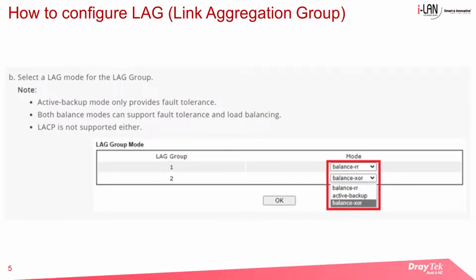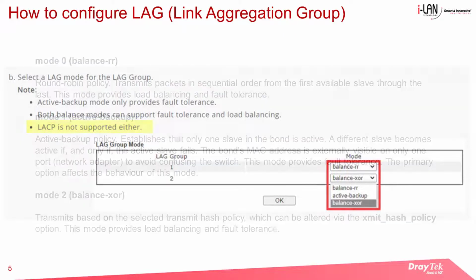According to Duratec documentation, here is a brief description of the three modes of LAG provided by the 2962. The active backup provides only fault tolerance, no load balancing, but both balance-RR and balance-XOR modes support fault tolerance and load balancing. LACP is not supported at this stage.